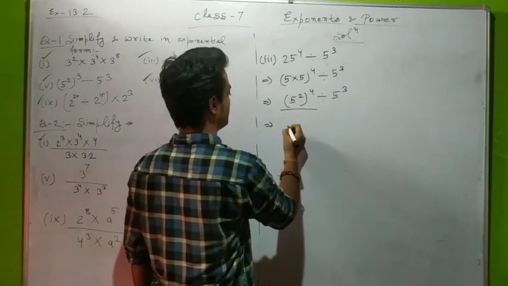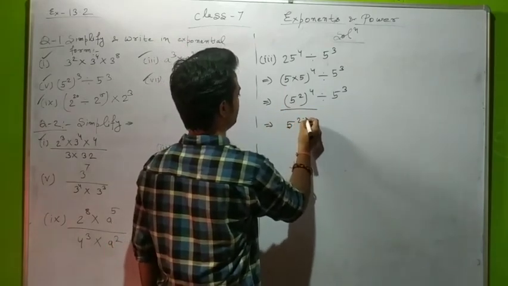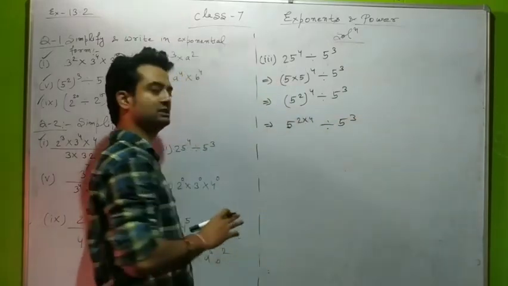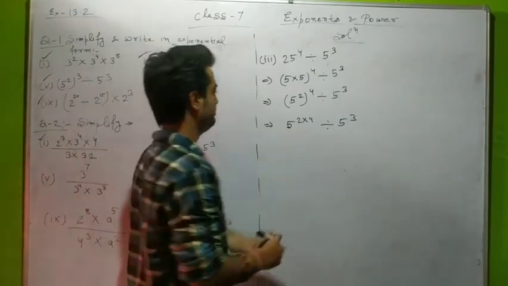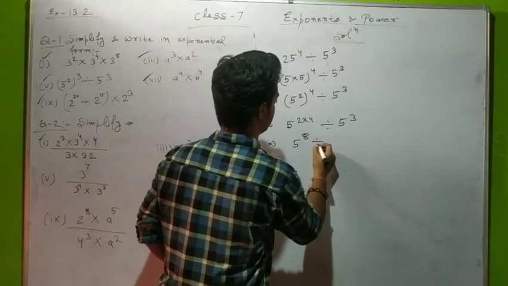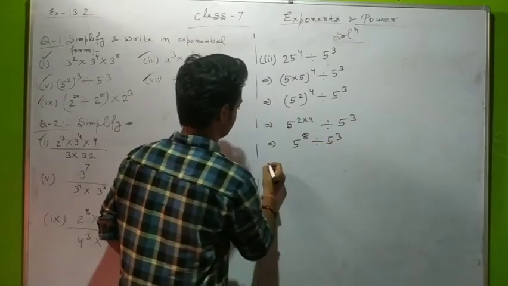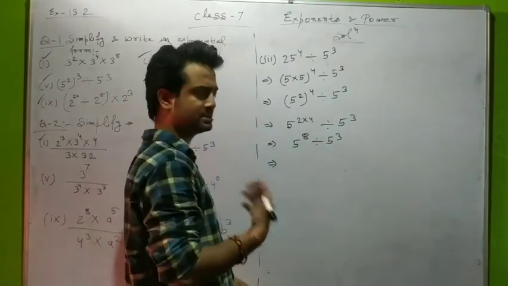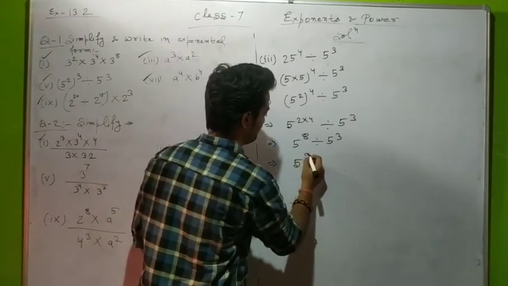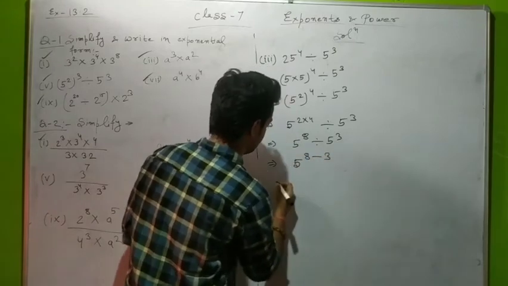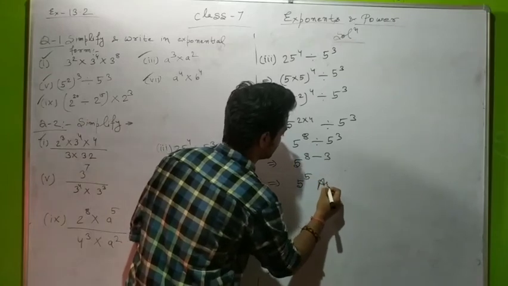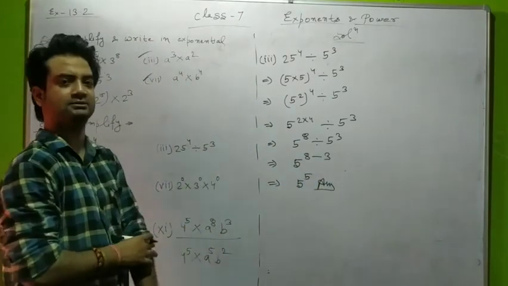Now we simplify this part, so it becomes 5 raised to the power 2 into 4 divided by 5 cube. Easy. It becomes 5 raised to the power 2 4s are 8 divided by 5 cube. Now we will use the same property as we solved in our first question. It becomes 5 raised to the power 8 minus 3, that is 5 raised to the power 5. This is our answer. Easy.